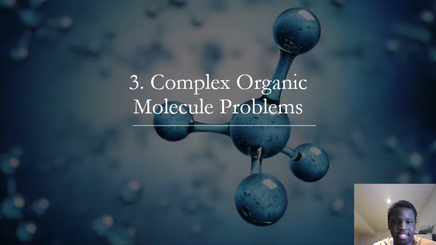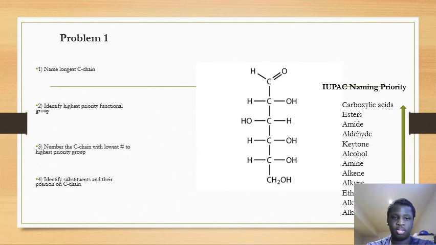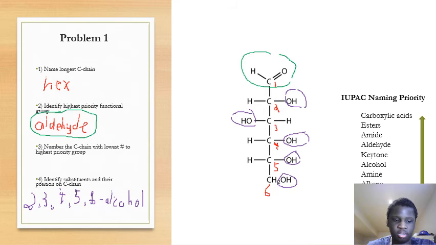Now to the final test of looking at the complex molecule problems. Now for the first problem, I'll give you a chance to pause the video and attempt naming the molecule yourselves. Alright, so for the first step to solve this problem, we'll have to name the longest chain, which here we see is 6 carbons long, and we'll get the prefix of hex.